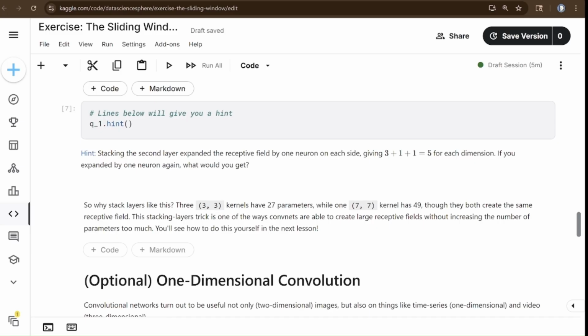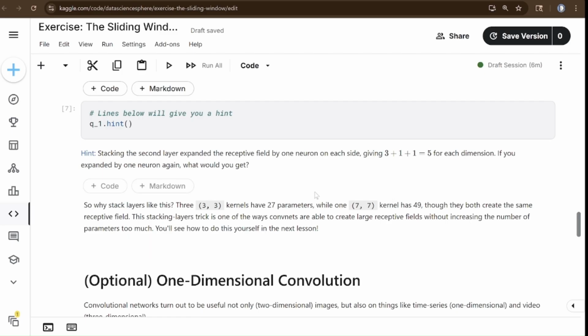3 comma 3 kernels means 3 into 3, 9, but you are taking 3 kernels, so 9 into 3, total 27 parameters. But for a 7 comma 7 kernel, if you take only one, then you are getting 7 into 7, 49. So though they both create the same receptive field, this stacking layer trick is one of the ways ConvNets are able to create large receptive fields without increasing the number of parameters too much.